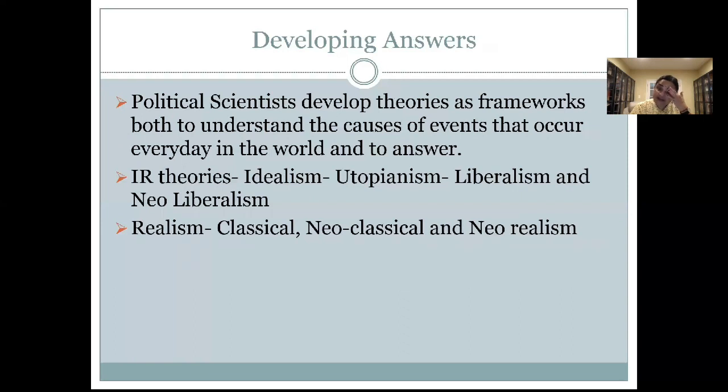How have theories come in? So political scientists develop theories as frameworks, right? And that is what we're going to study, both to understand the causes of events that occur every day in the world and to answer them. So most of you know IR theories are idealism, utopianism, liberalism, and neoliberalism. And then you have realism, which is the dominant theory of international relations. You have classical, neoclassical, and neorealists.